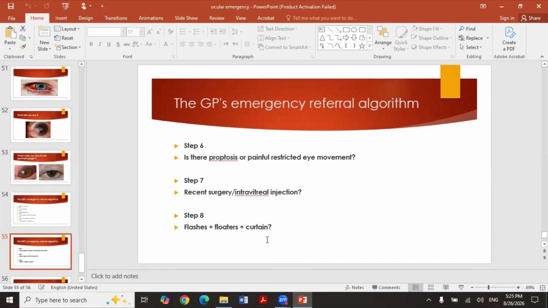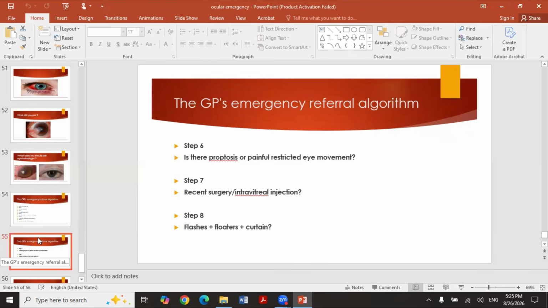Why is this important? Ask if you see floaters, flashes of light, or a curtain coming in front of his eye. Anyone? Flashes, floaters, and the retinal detachment. Yes, retinal detachment, sometimes peripheral retinal detachment or central retinal detachment, whichever.